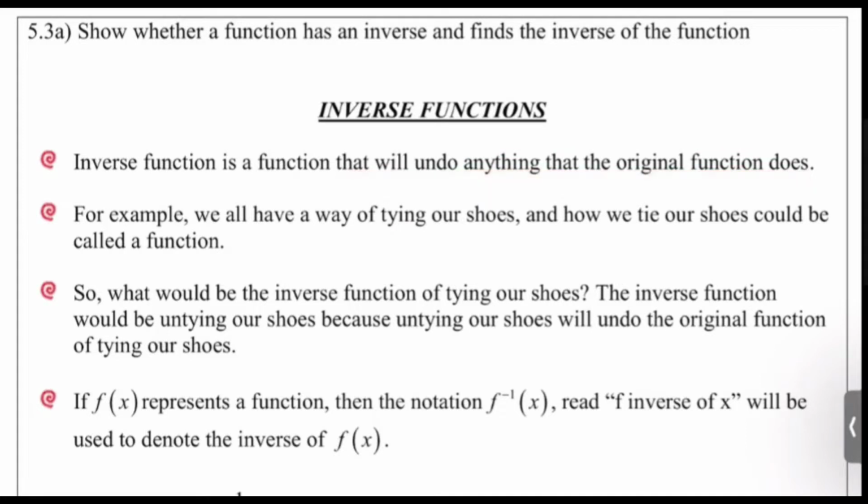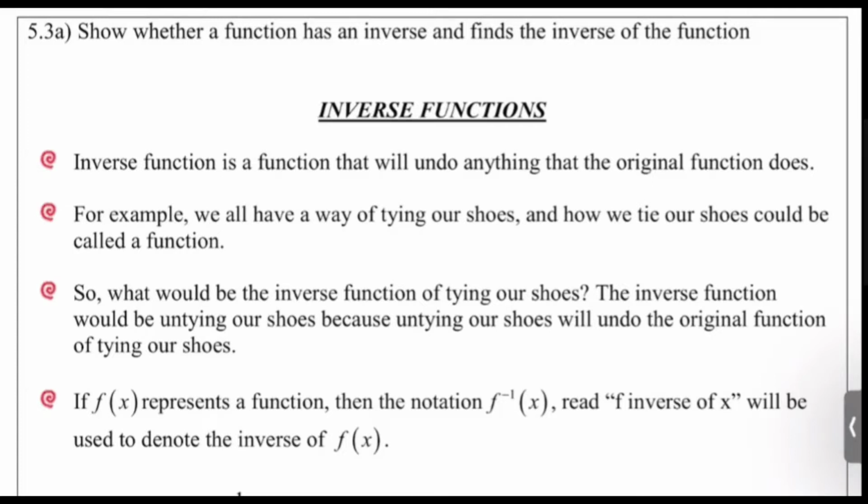For example, contohlah kan, we all have a way of tying our shoes, and how we tie our shoes could be called a function. So what would be the inverse function of tying our shoes? Actually, the inverse function would be untying our shoes, because untying our shoes will undo the original function of tying our shoes. Okay. Contohnya dia dah bagilah kan, kalau saya nak ikat tali kasut kan.